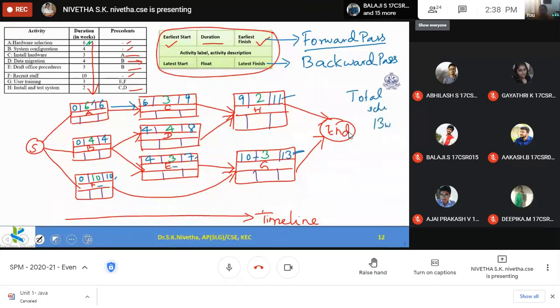So now from this point we can backtrack. For activity G, without affecting the end week, if I have to start, this means 13 minus 3, 10. So compulsorily during the 10th week I should start activity G. No cushion for me. Now in case of H, you just see H.